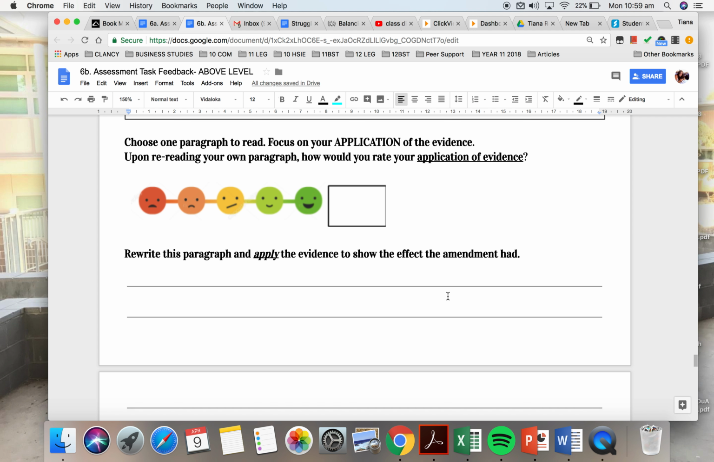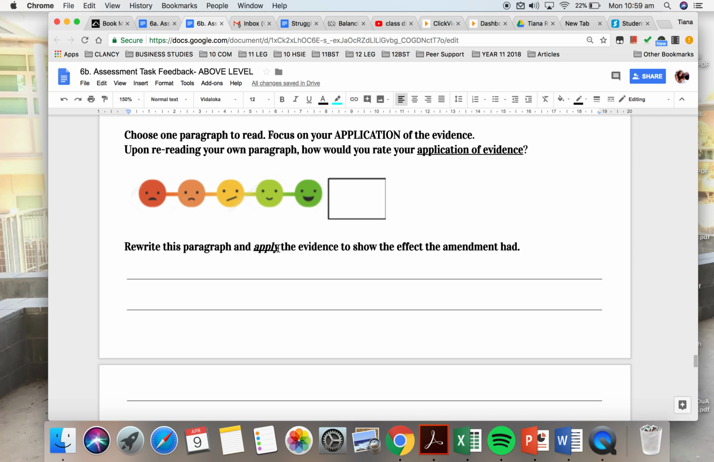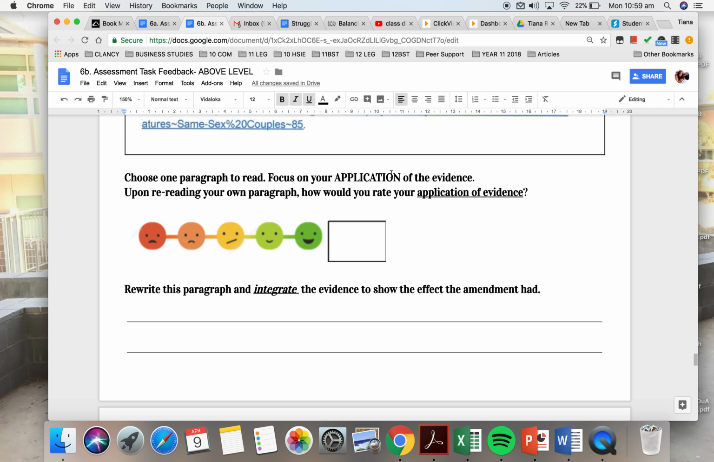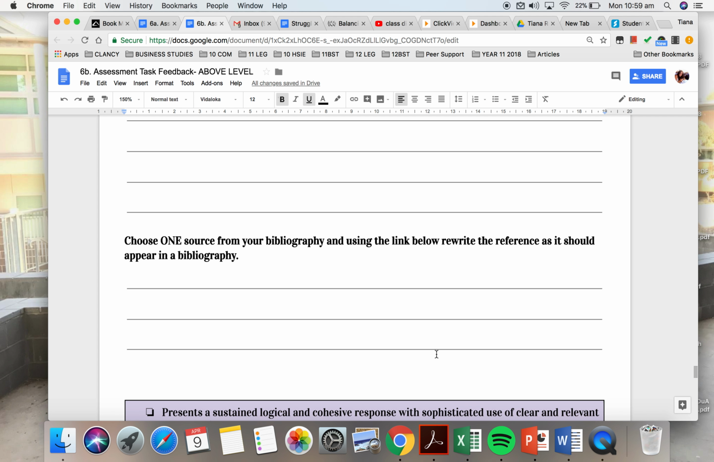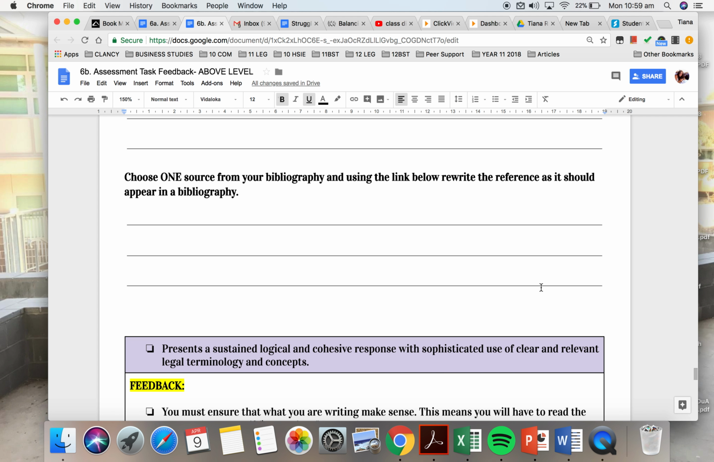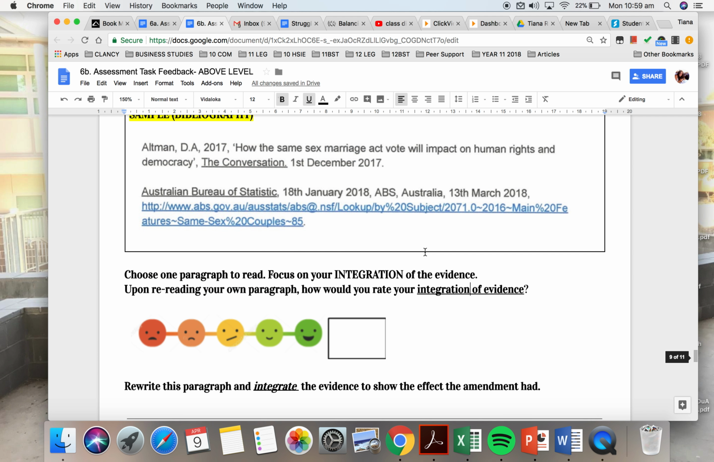And I want you to do the same thing, but I have to change this to integrate the evidence. So you are going to read the paragraph, focus on if you're above level, integration of the evidence, rate your integration, and rewrite the paragraph to integrate the evidence, and same thing with the bibliography. Choose one that you can rewrite correctly.